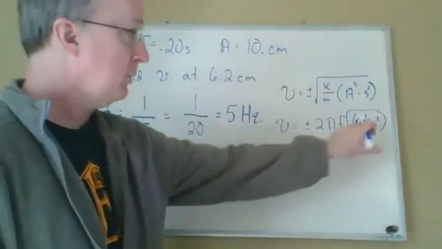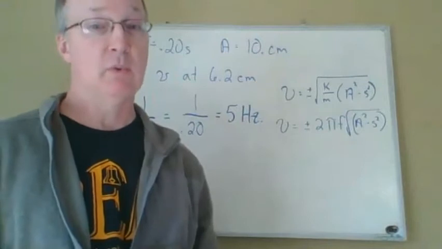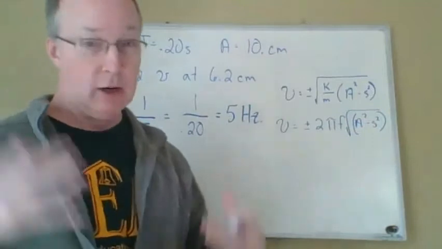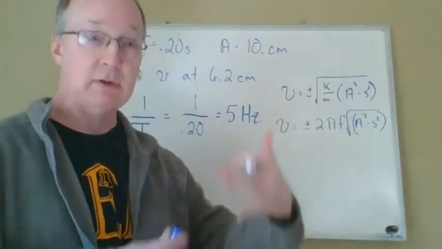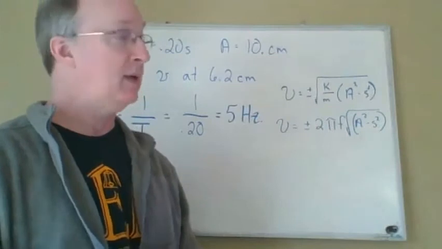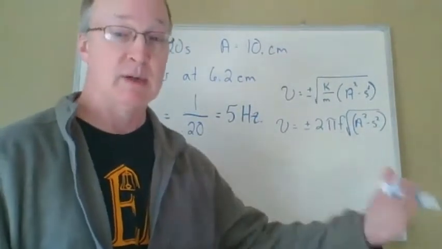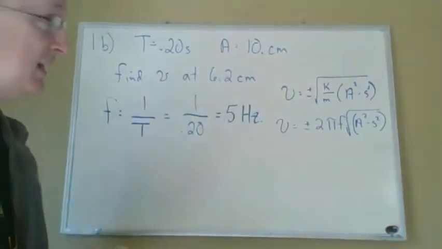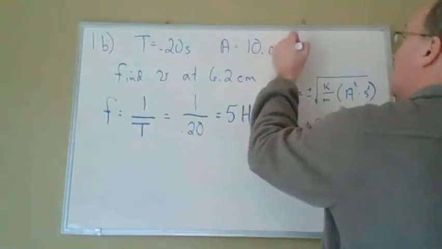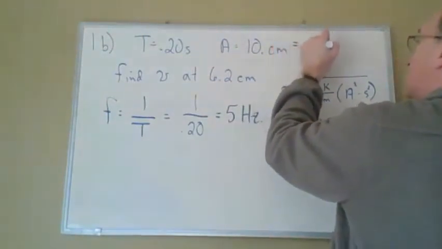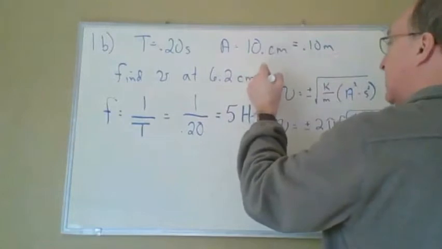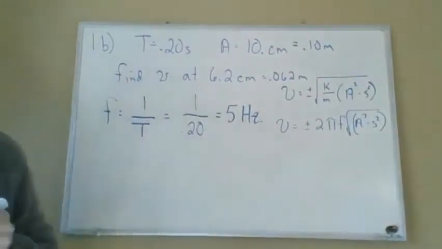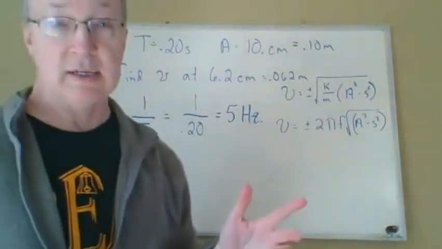We know A and we know S. Now, one more little thing you have to worry about before you just willy-nilly plug things into the equation. A and S are distance measurements. It's the amplitude, how far you initially stretch it from equilibrium, and S is where it currently is now, how far it is from equilibrium now. We have them in centimeters. That's not good. We need them in meters. So A is actually 0.10 meters, and S is actually 0.062 meters. So those are the numbers we're going to plug in to our equation.